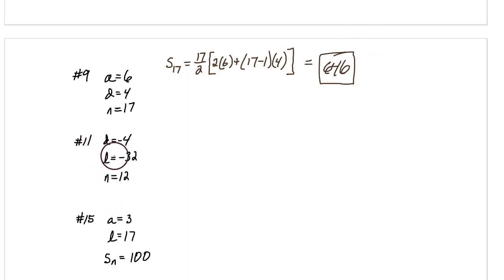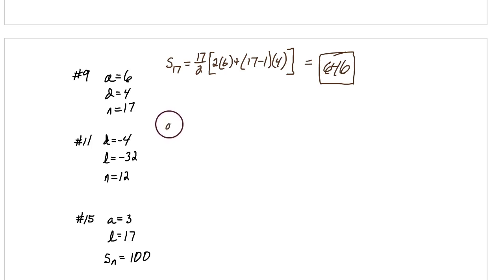For number 11, we're also asked to find the sum of the series. But this time, we don't know the value of a. We don't know the number that's the first term. We do know the last term is negative 32. On page 501, there are two different formulas to find the sum, but both of them require knowing the value of a. So we're going to have to find that.